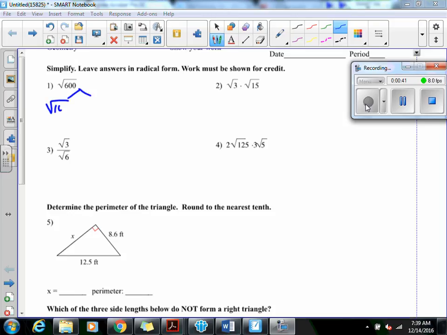So that would be radical 100 times radical 6. The square root of 100 is 10, times the square root of 6. That's all there is to that. All right? Everybody getting it?